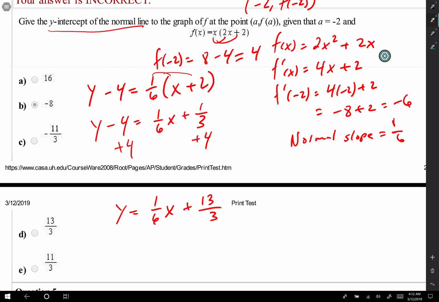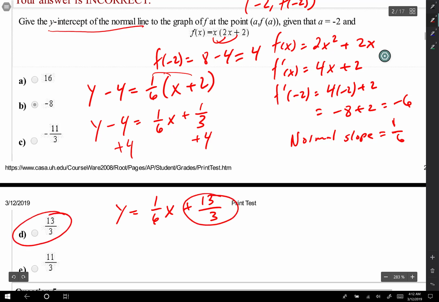So the y-intercept happens when you cross the y-axis. That means the x value is 0. So this is the number we're looking for, and there it is right there.